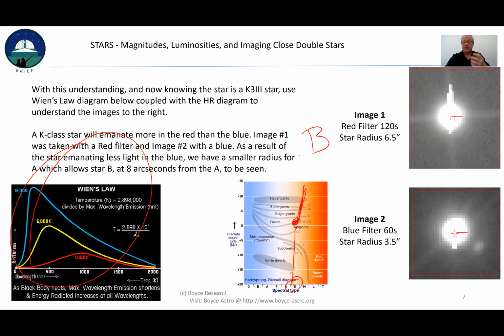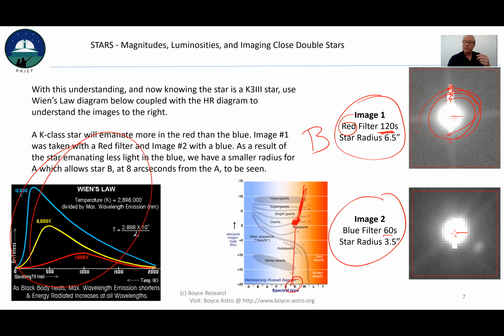So let's see what happened. In the first image here, we used 120 seconds on a red filter, and we have so much light on this CCD chip that you can't see the secondary. In fact, there's so much light, we're starting to get blooming on the star. Well, that's no good.